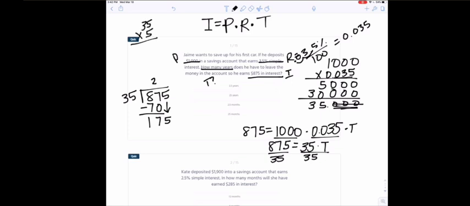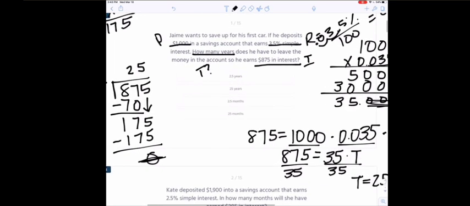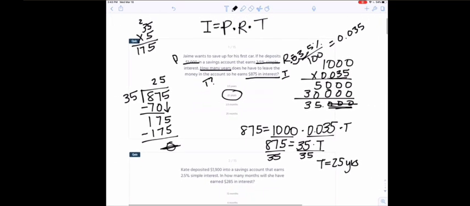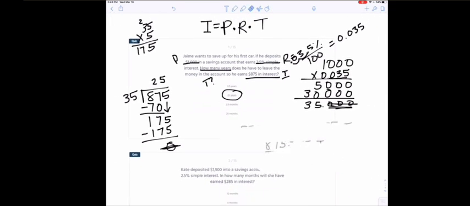Let's try it out. 5 times 5 is 25. Carry the 2. 5 times 3 is 15 plus 2 is 17. That's 175. So I'm going to put a 5 here. 35 times 5, 175, 0. Okay, I don't have anything else to bring down, and I finish with a 0, which means I'm done with this. T equals 25 years. So let's look at our answer choices. This says 2.5. This one is 25. And those are months. So we're good to go. Okay, let's keep going. Let's look at number 2.